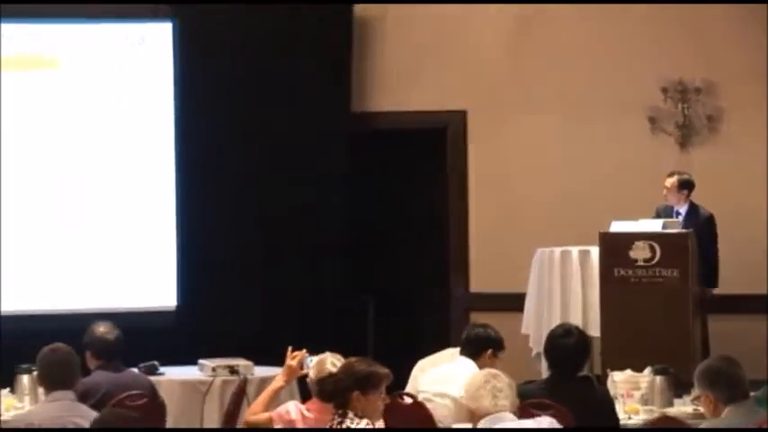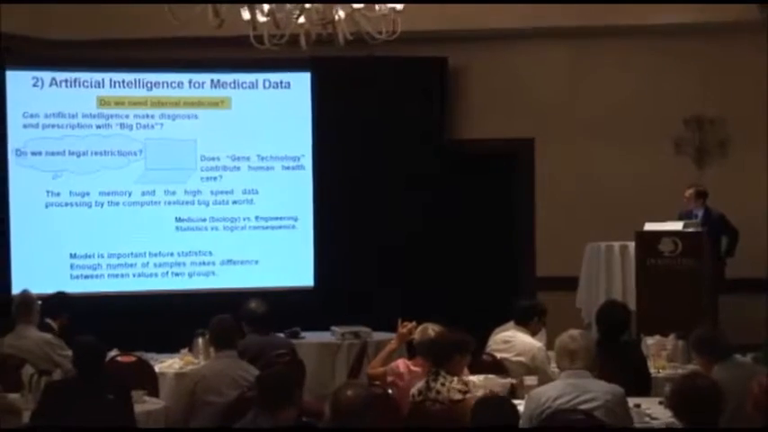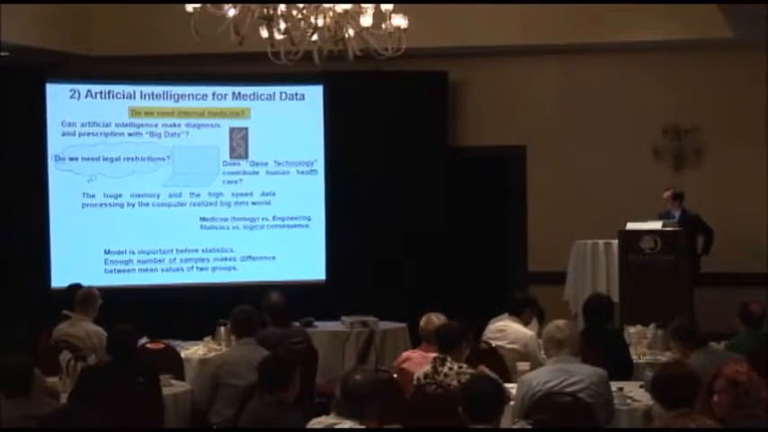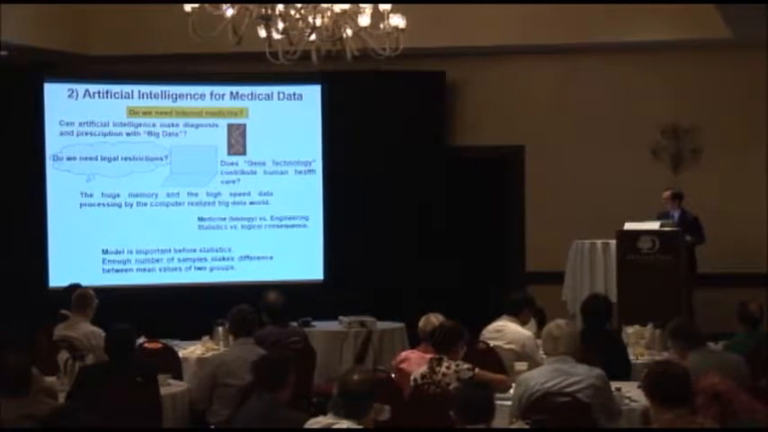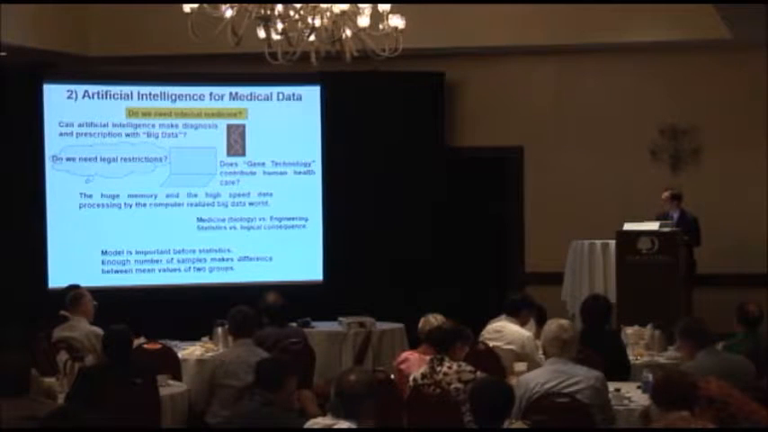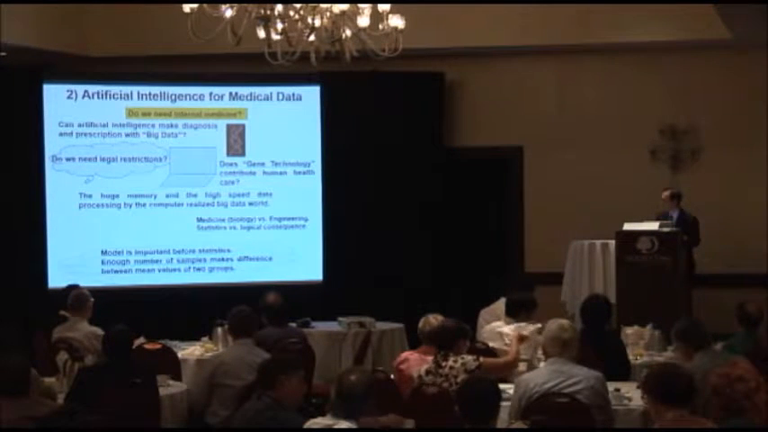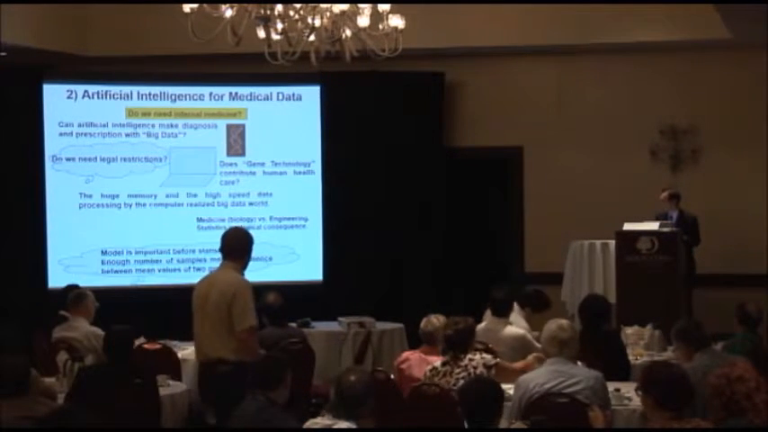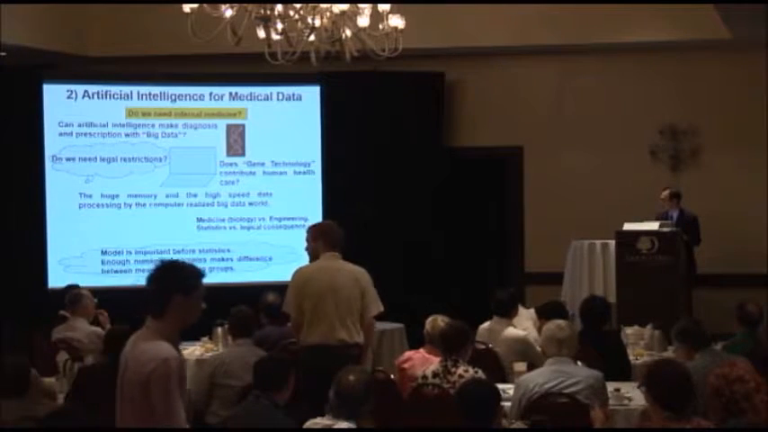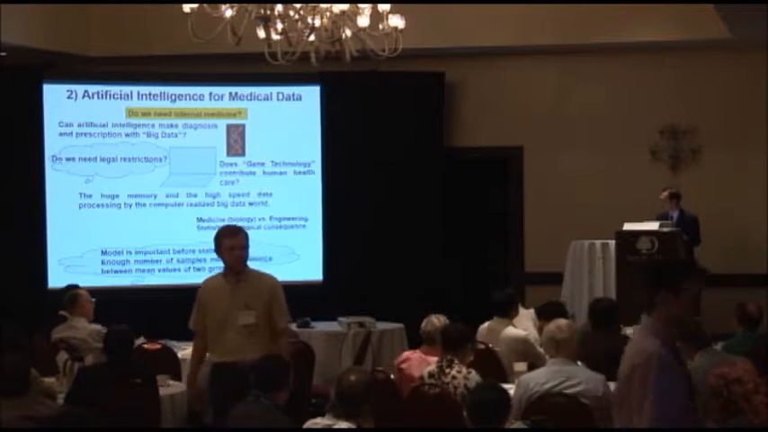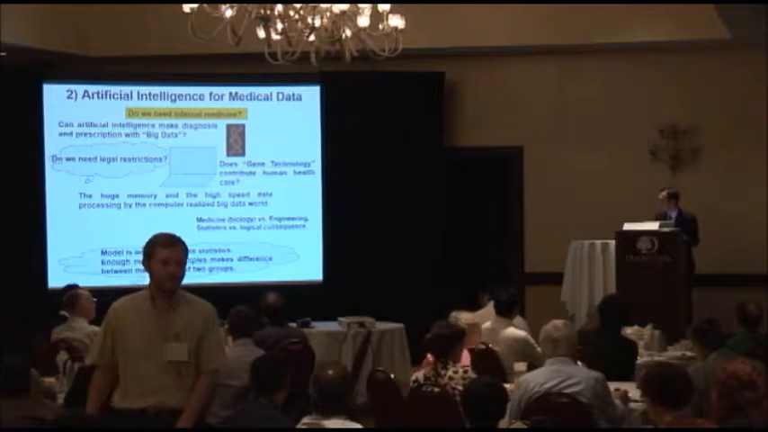The second example is artificial intelligence for medical data. So do we need internal medicine? Do we need legal restrictions for the data? And does gene technology contribute to human health care? Models are important before statistics, and a enough number of samples makes the difference between mean values of two groups.